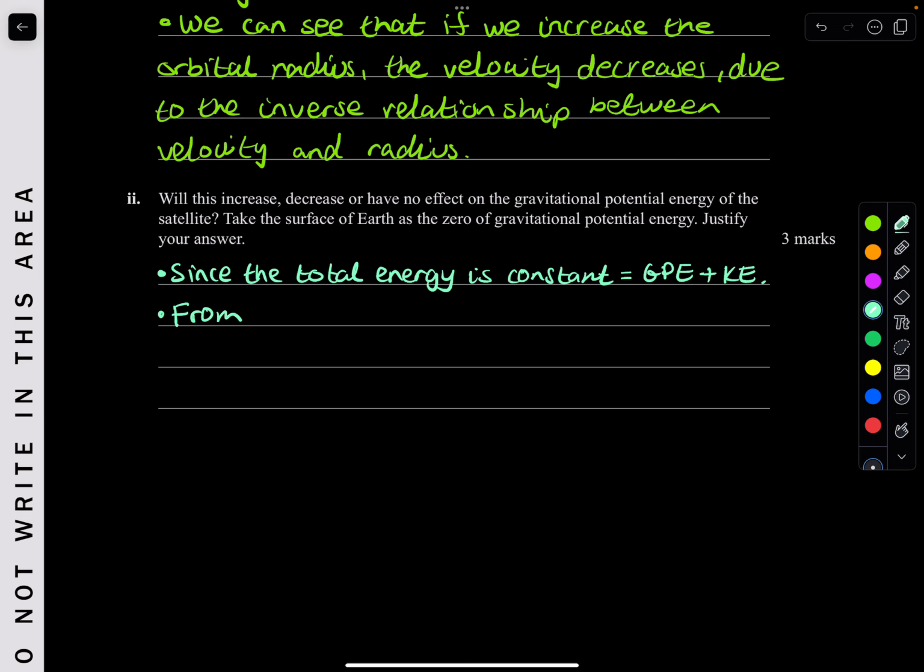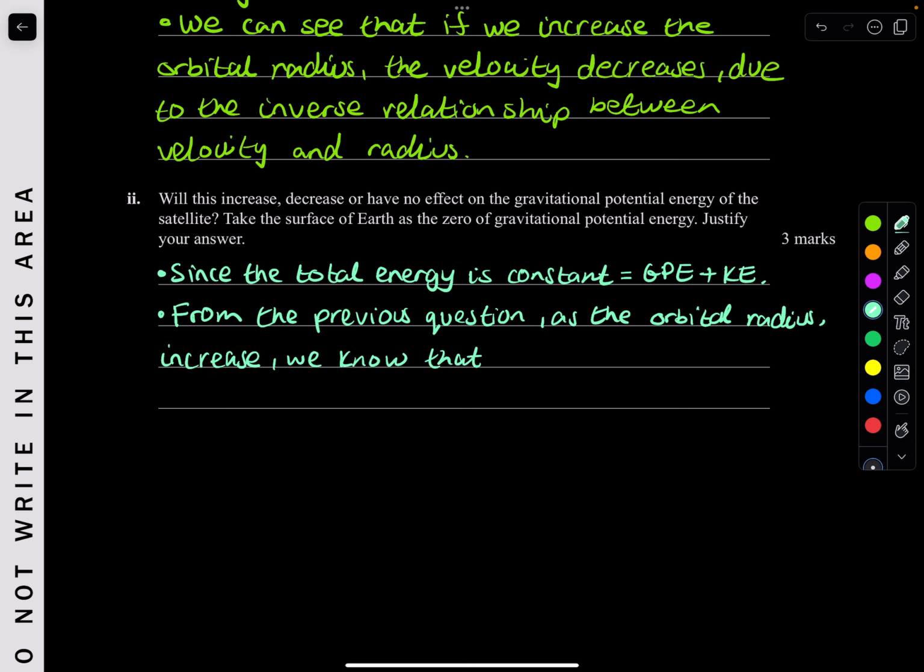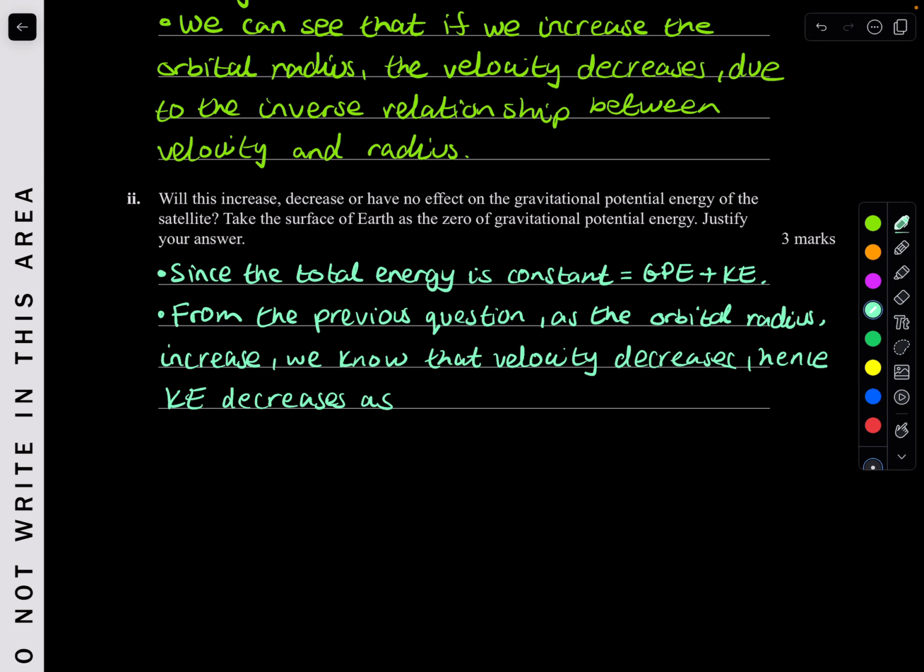From the previous question, as the orbital radius increases, we know that velocity decreases. So hence your kinetic energy must also decrease, of course. So hence your kinetic energy decreases as the radius increases. Okay, that's one.